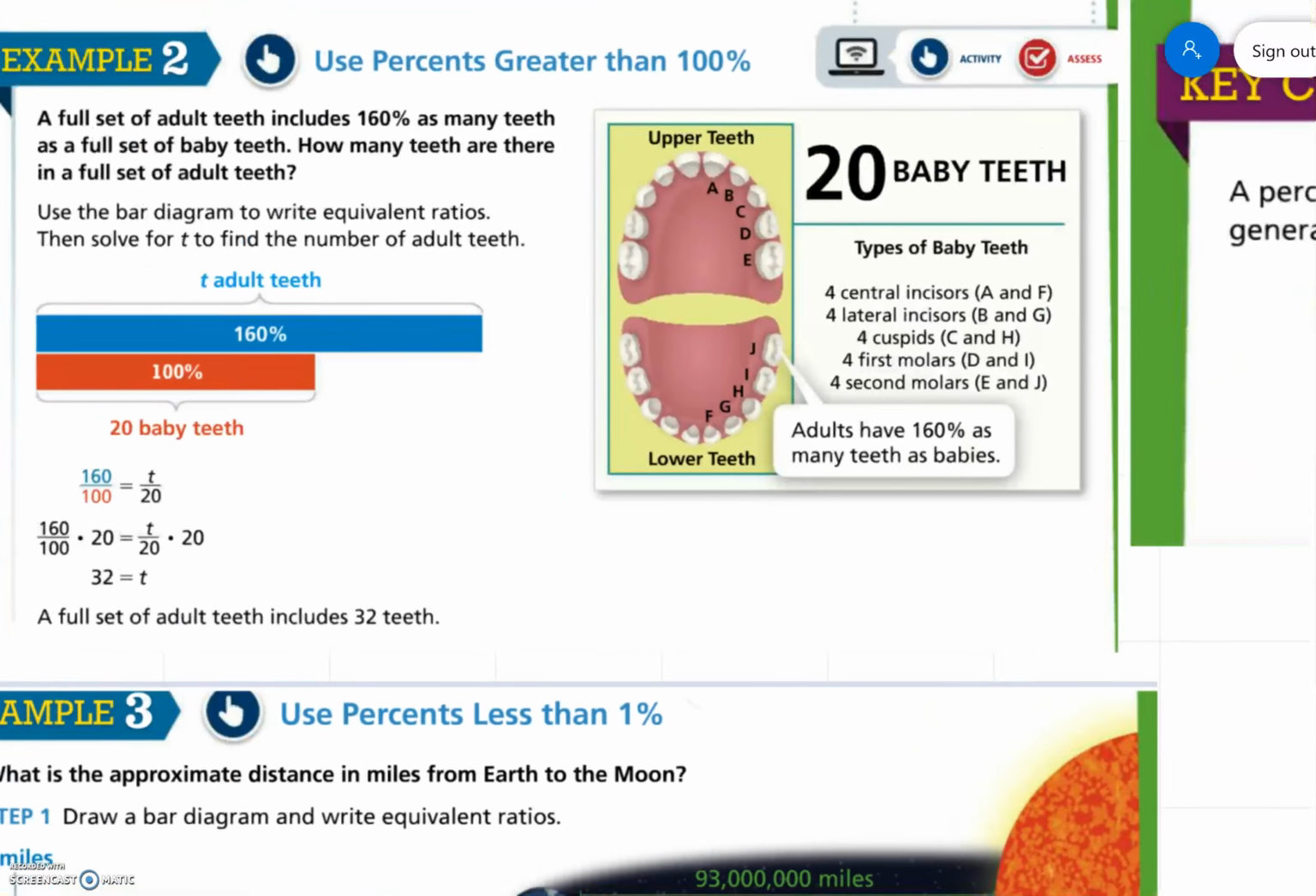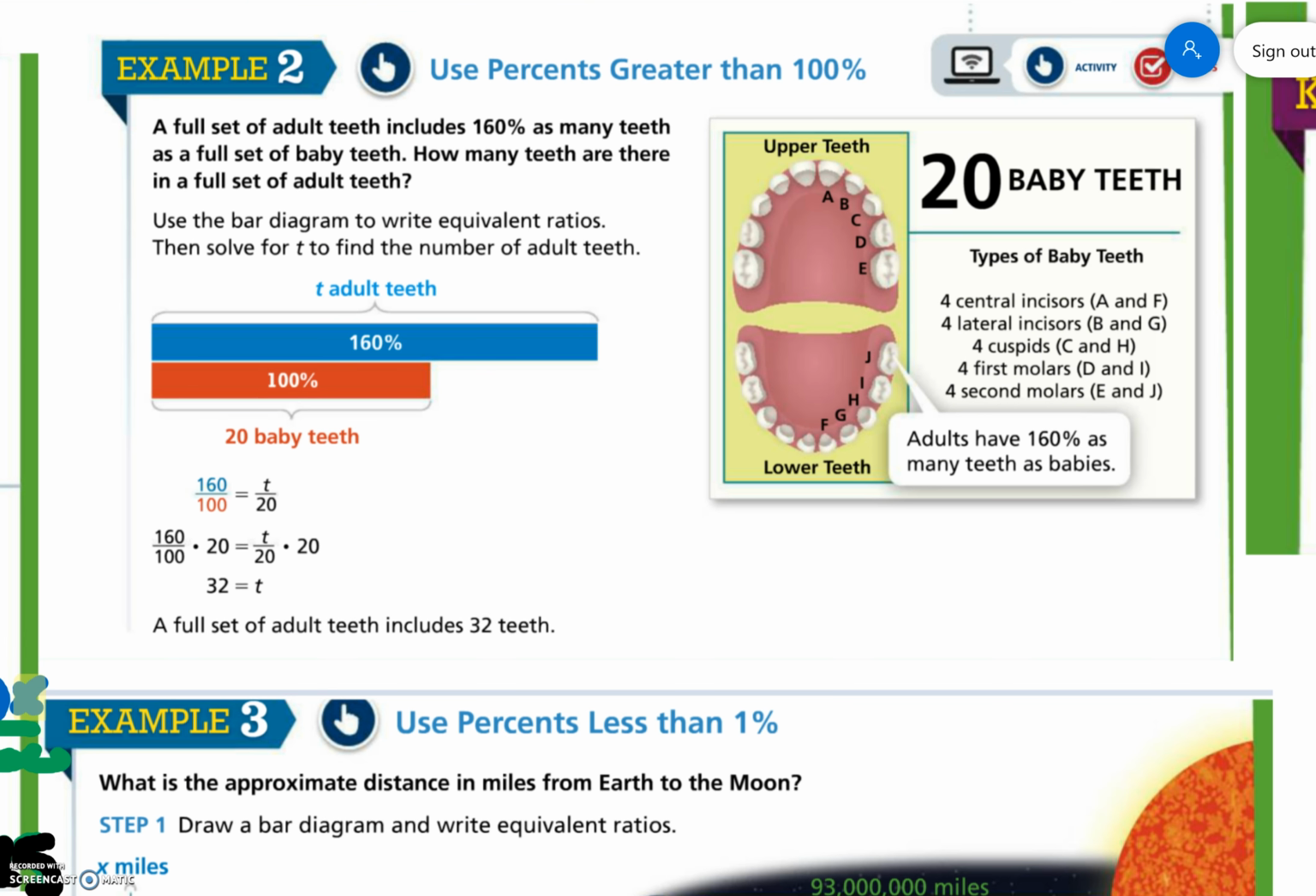Example 2. Use percents greater than 100. A full set of adult teeth includes 160% as much teeth as a full set of baby teeth. How many teeth are in a full set of adult teeth? Use the bar diagram to write equivalent ratios. Then solve for t to find the number of teeth. So we know that there's 20 baby teeth. That would be the 100%.